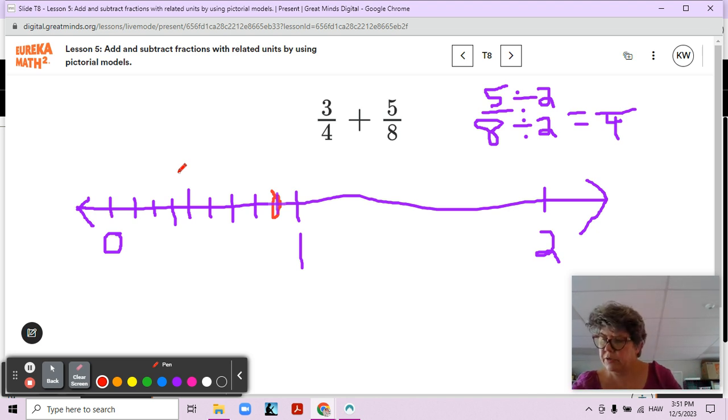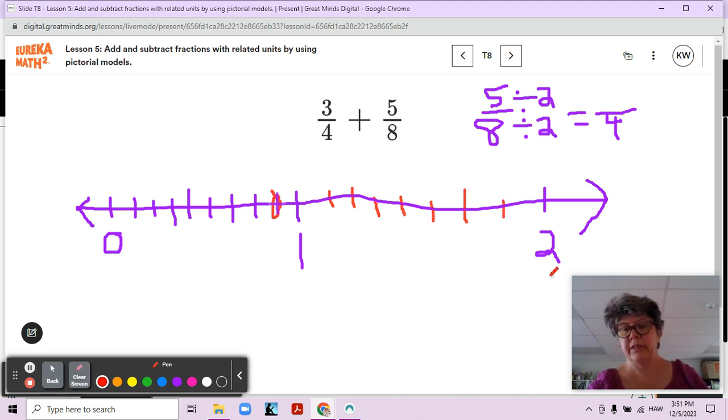Okay, very good. So now that we have that, where would 3/4 be? Well, I guess I should do it over here too. 1, 2, 3, 4, 5, 6, 7, and 8. Okay, so 1 is the same as 8/8, right? Okay, and 5/8 is 1, 2, 3, 4, 5. 5/8.